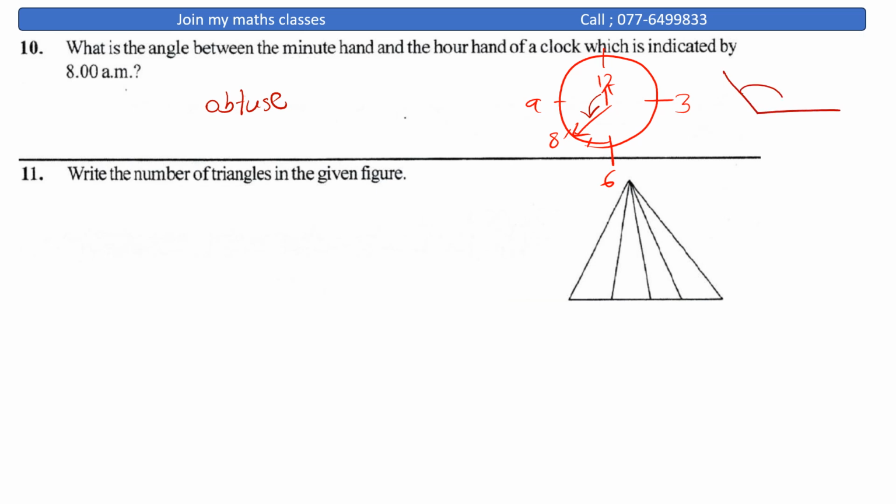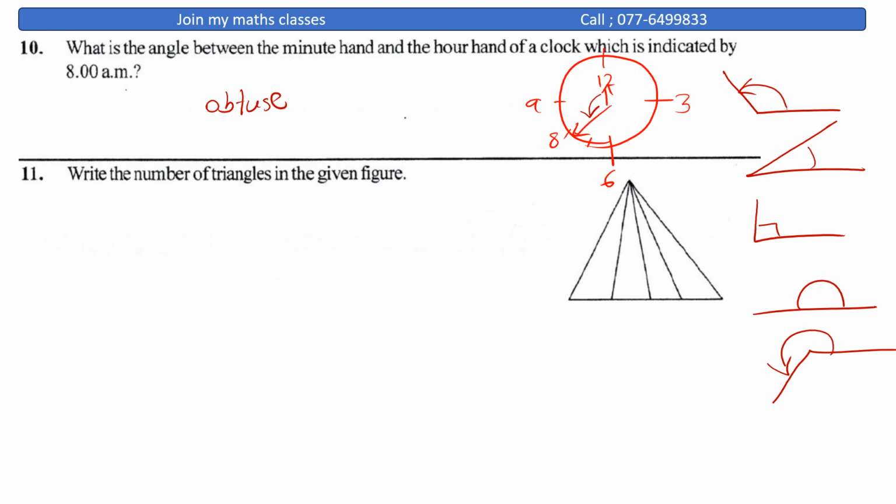Obtuse angle means something like this. And acute angle is something like this, and this is right angle, and this is straight angle, and there's another one. This is reflex angle. I think you understand all this, and I'm just doing kind of a reminding, right?